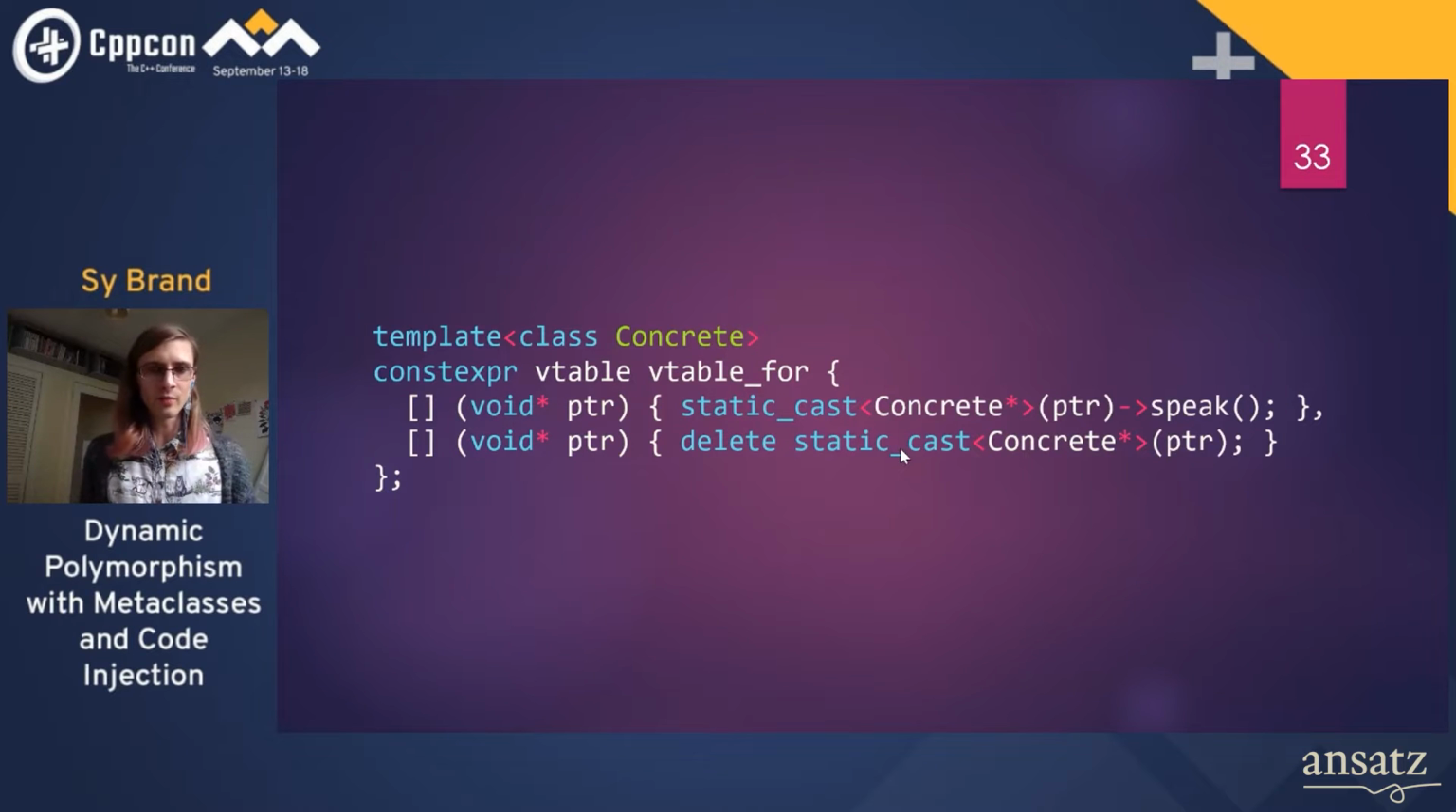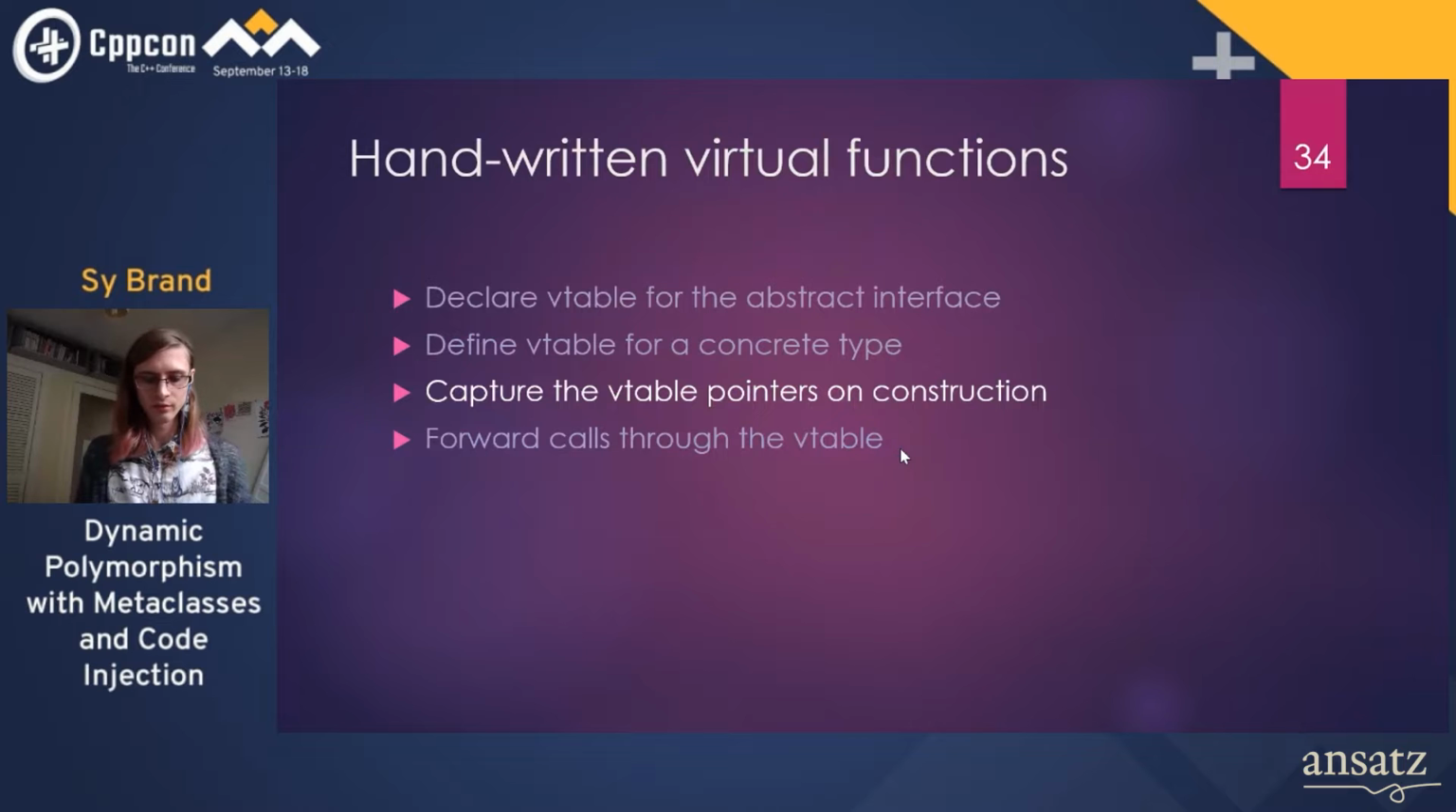So for a given concrete object, the first function pointer is just going to static cast to the concrete type and then call speak. And then the destroy function is going to static cast and then call delete. Okay. This all works because lambdas which don't capture can decay to function pointers, which is kind of nice. Okay, hopefully that's all clear. As I said, drop Q&A questions if you have anything you want clarified.